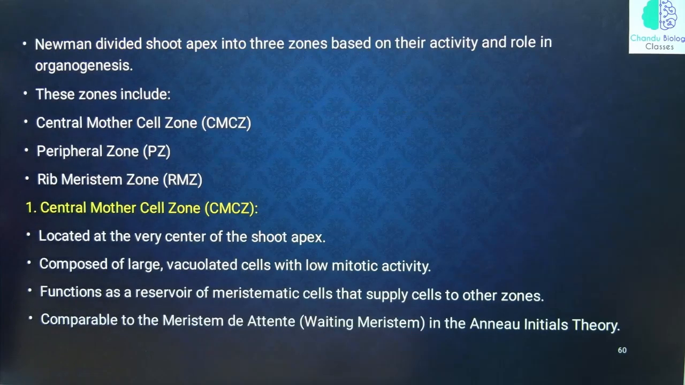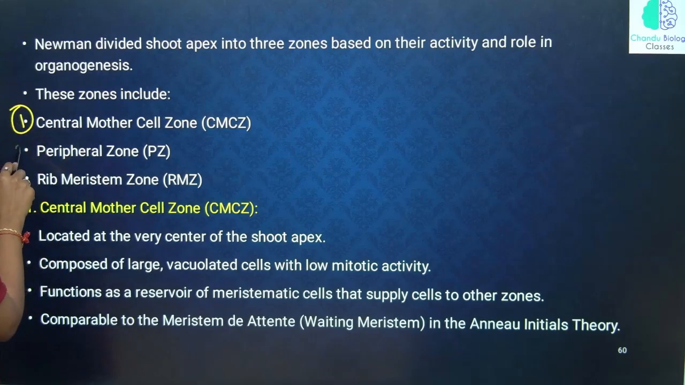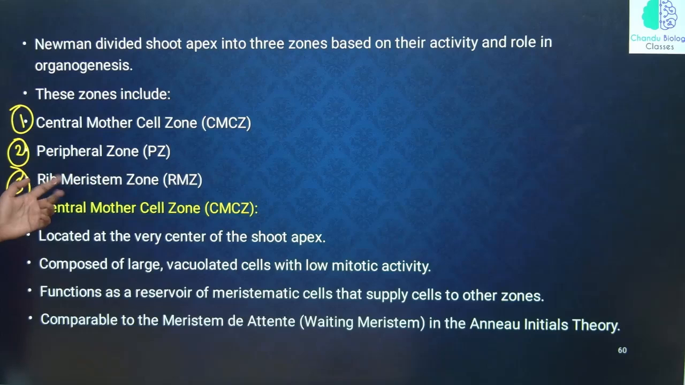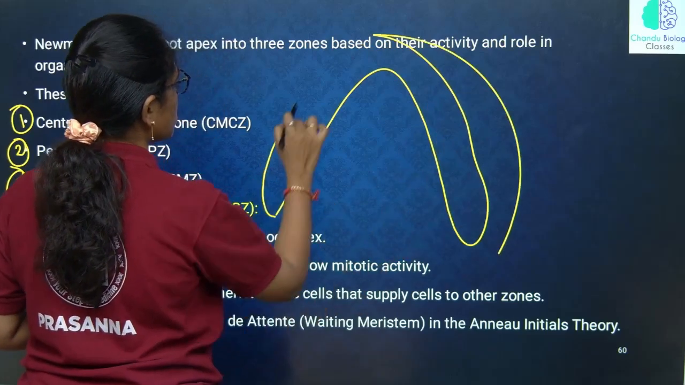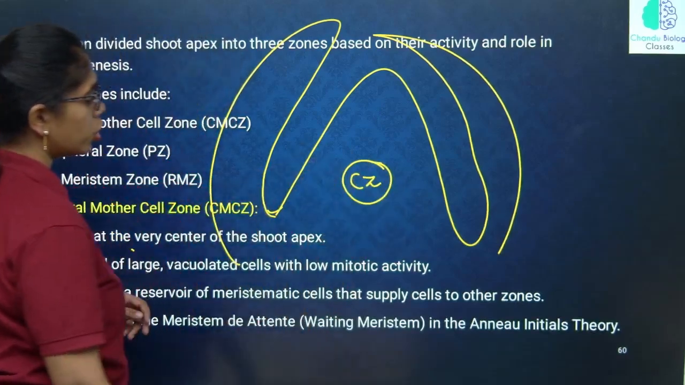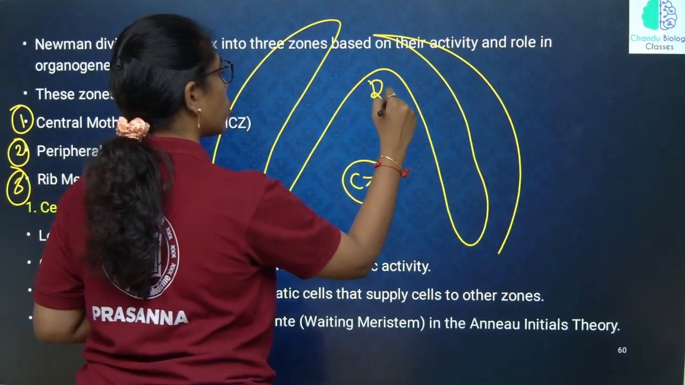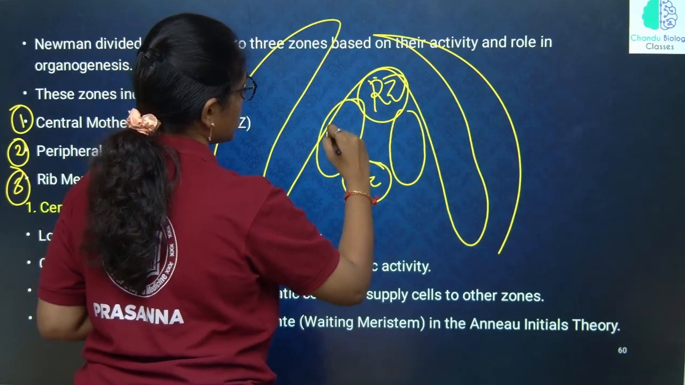Newman divided the shoot apex into 3 zones: the central mother cell zone, the peripheral zone, and the rib zone. The central mother cell zone is located at the center of the shoot apex. The rib zone is located beneath the central zone. The peripheral zones are towards the side.